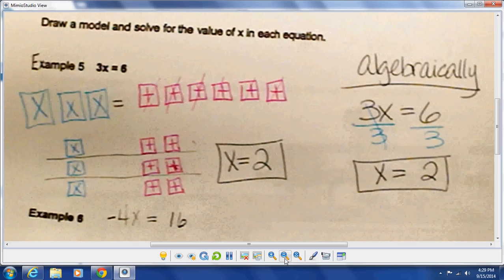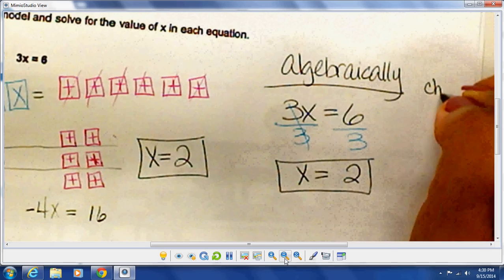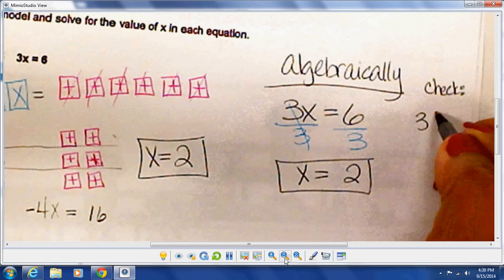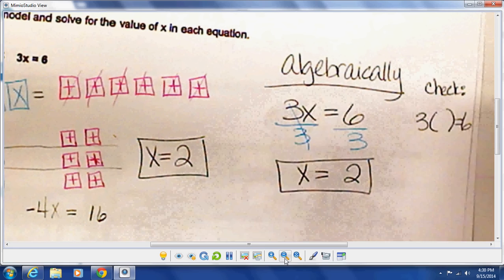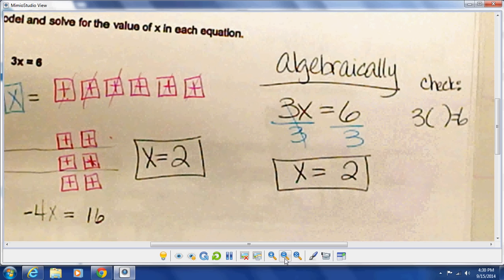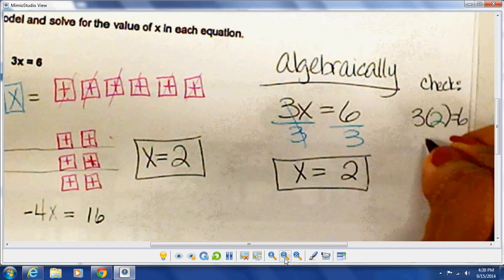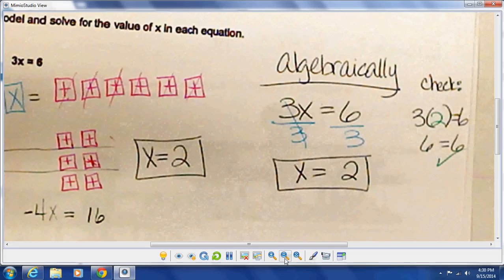And we can always check, which I didn't leave you much room for, but we can slide right over here to the side and do that. So we have 3, put parentheses where your x is, equals 6. Plug in your solution, which is 2. Since 3 times 2 equals 6, then 6 equals 6, so it does check.